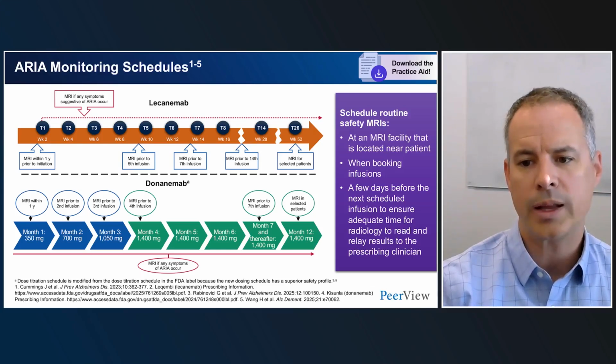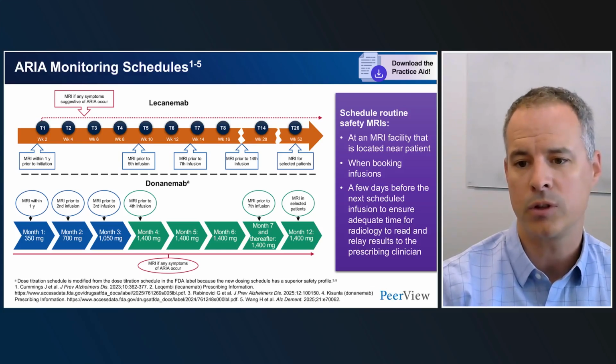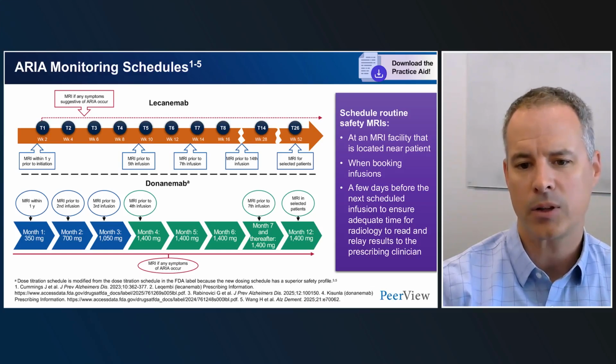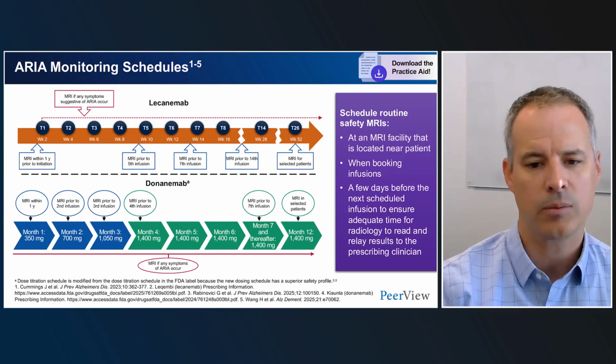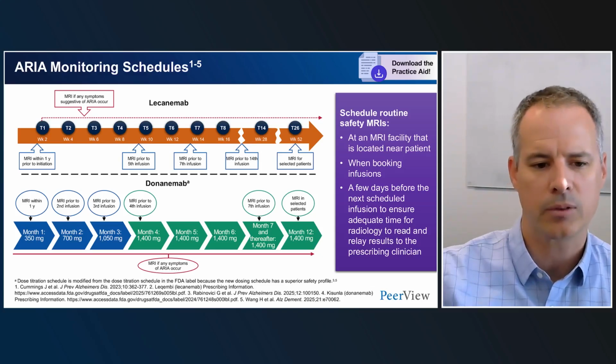There's actually one extra MRI that's required with donanemab. There's one after the 2nd infusion, after the 3rd infusion, and the 4th infusion. I think this indicates that with donanemab, ARIA happens really early. If you can make it through the 4th infusion, then you go all the way to the 7th, and after that, the ARIA rates are quite low, and you don't need standard scheduled MRIs unless something happens.